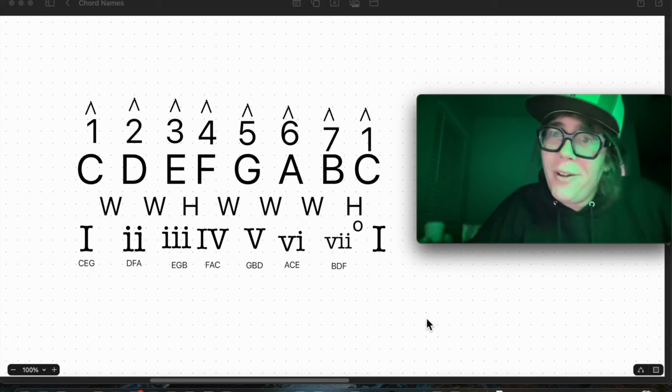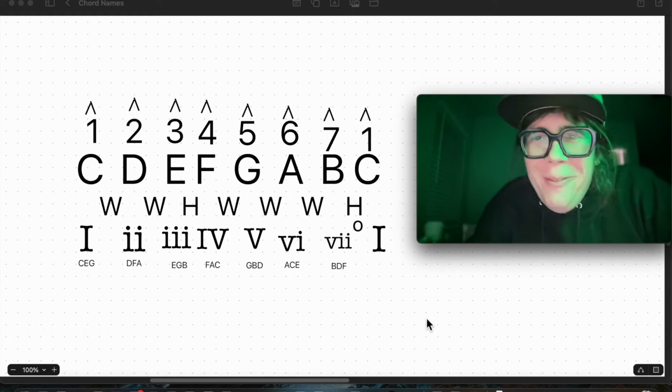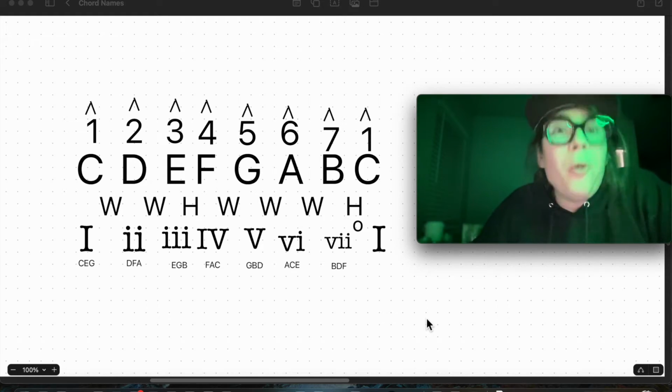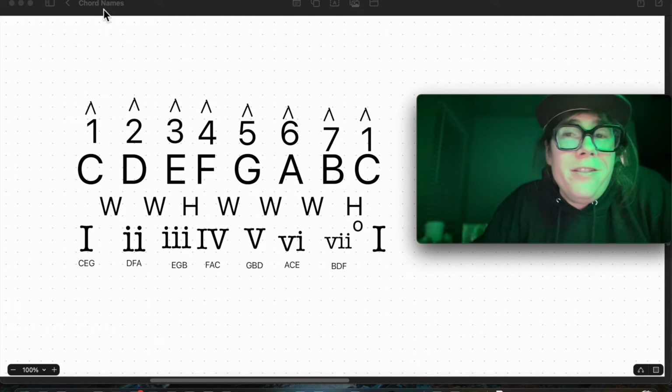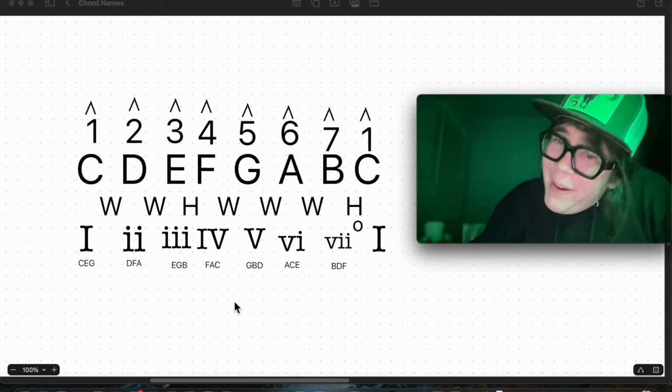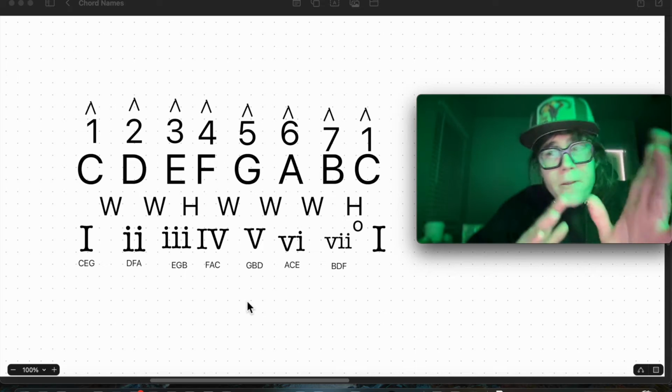Everything still okay. So, this is the next part about chord names. Notice I've changed the name. It's chord names. Okay, so this is all fine and good.